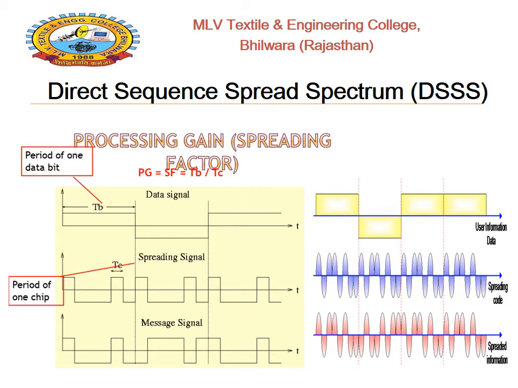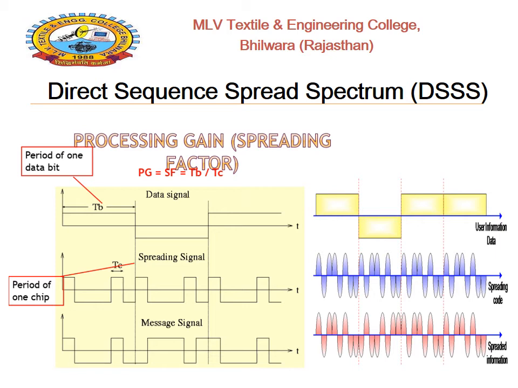Another parameter we have to analyze in direct sequence spread spectrum is the processing gain, also known as the spreading factor. Processing gain PG equals spreading factor SF, which equals T_B by T_C, where T_B is the bit duration of one data bit and T_C is the period of one chip. The chip period is provided by the spreading signal.